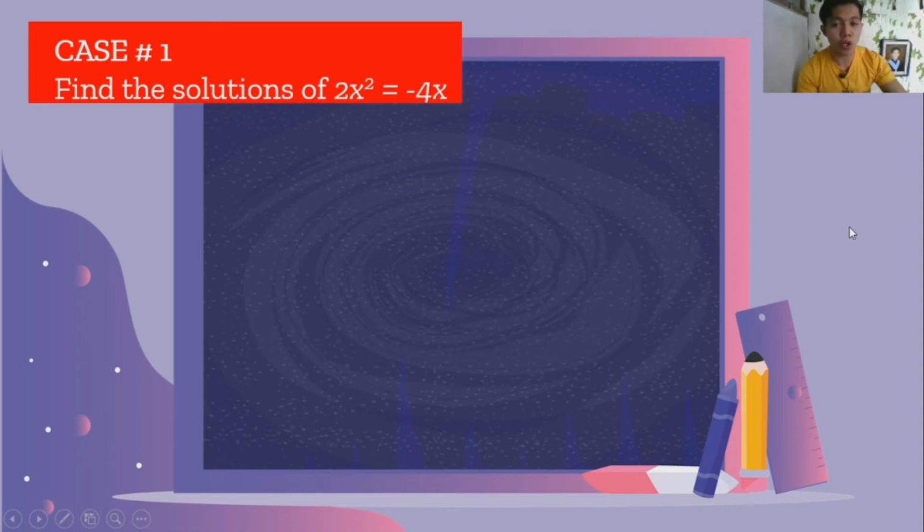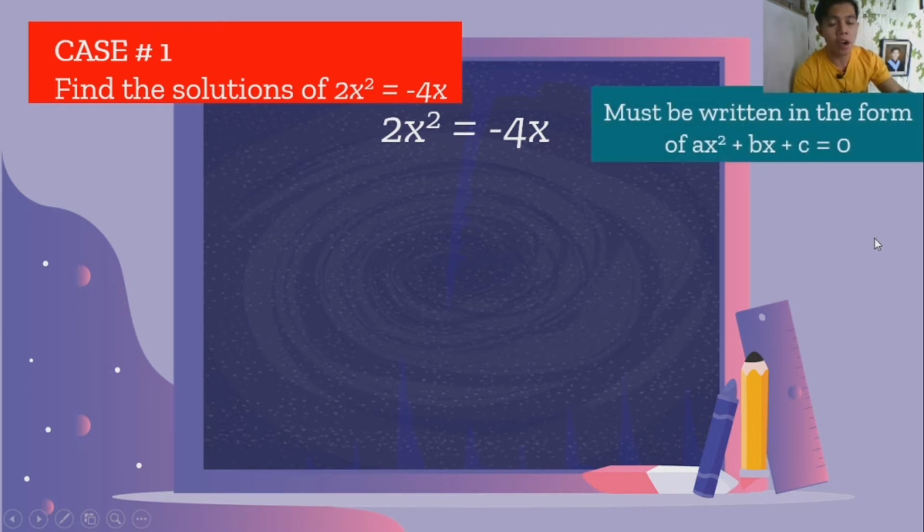Find the solutions of 2x squared is equal to negative 4x. Sulat lang muna natin siya. 2x squared is equal to negative 4x. Anong sabi kanina? Must be written in the form of ax squared plus bx plus c equals 0. Ibig sabihin, dapat ang nasa right side ay 0. So, anong gagawin natin kay negative 4x? Kailangan mo siyang ilipat sa kabila.